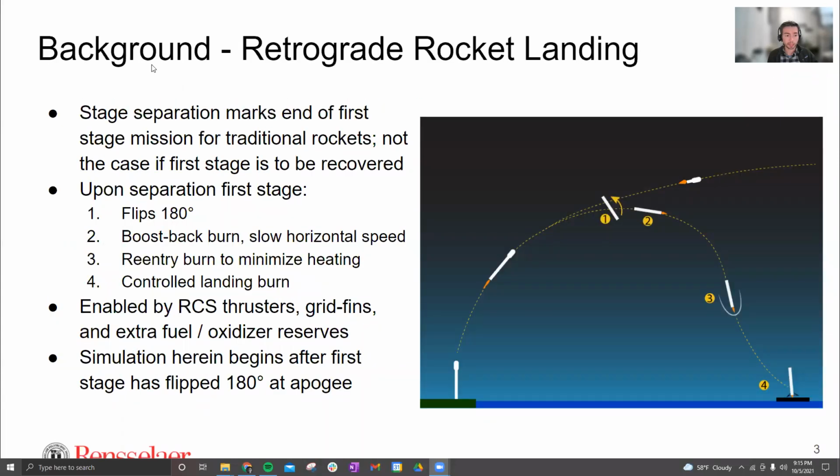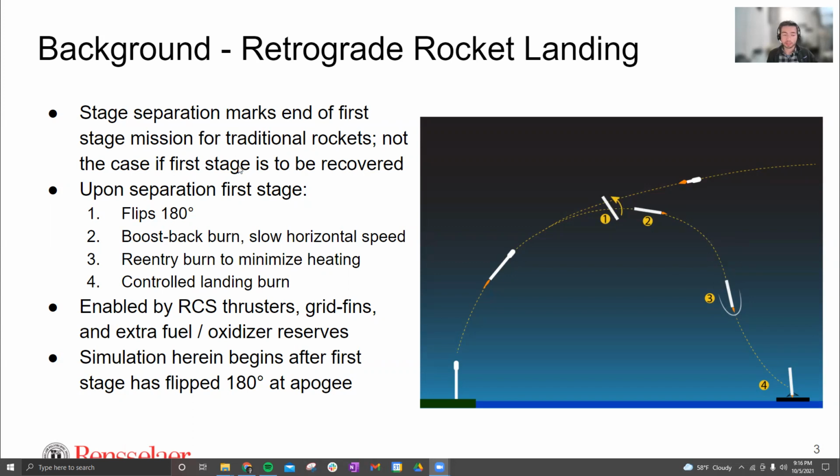So starting off with the background, a little bit of background on how traditional rockets work. The rocket launches up into the upper atmosphere. What happens is the second stage of the rocket separates from the first stage. The second stage is what's carrying the payload, typically like a satellite or something, and it continues into orbit. The first stage traditionally basically just falls back to Earth, burning up in the atmosphere or disintegrating in the ocean.